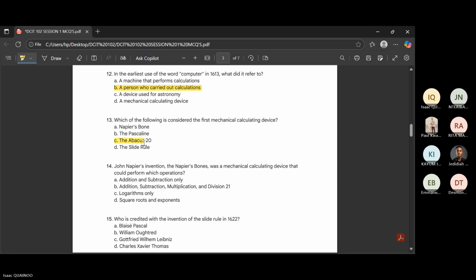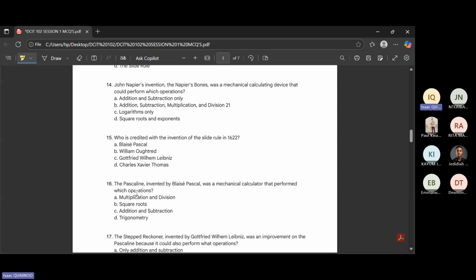That's Napier's invention, the Napier's bones. It was a mechanical calculating device that could perform which operations? So he said that John Napier's invention, which was the Napier's bones, could perform which operations? If we recall, the Napier's bones basically perform addition, subtraction, and division. That is the basic arithmetic operations. That was what the Napier's bones was made to perform.